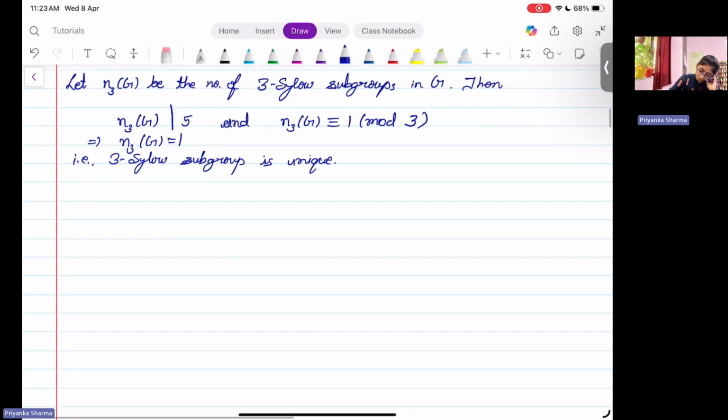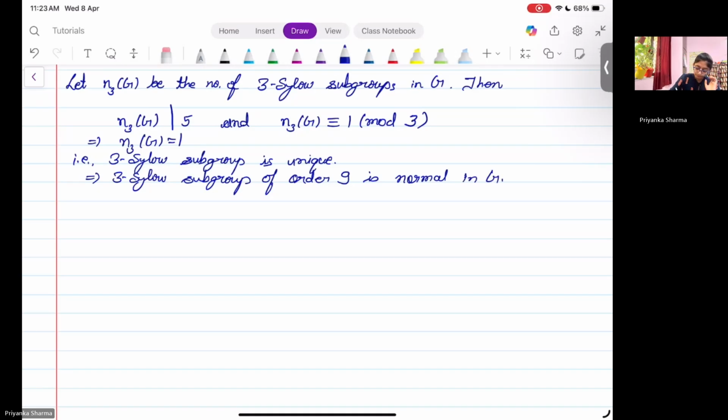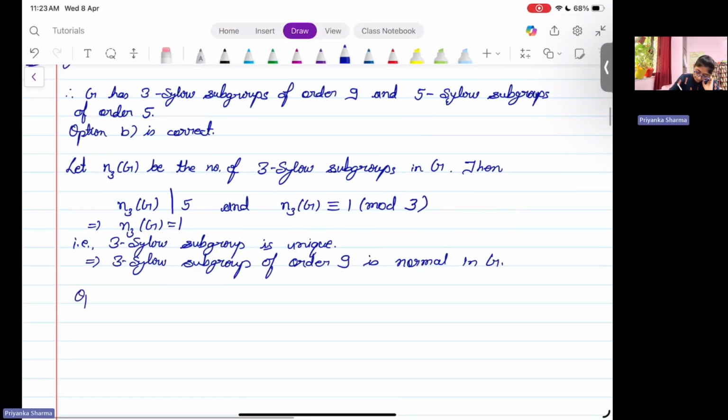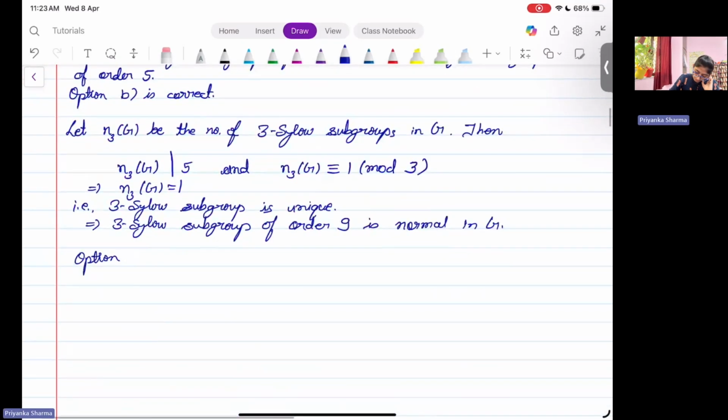And a p-Sylow subgroup is unique if and only if it is normal. So from this, we can conclude that the 3-Sylow subgroup, which is of order 9, is normal in G. That is, option C is also correct.